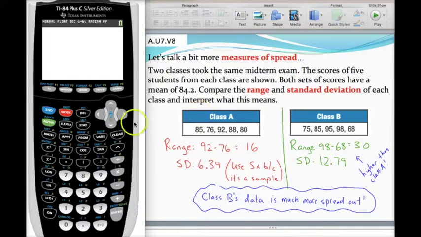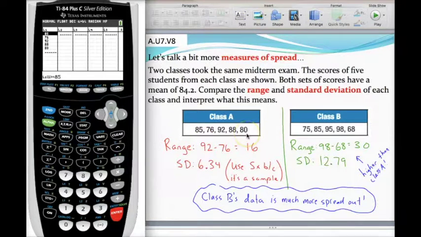So I've gone ahead and already typed in data for Class A right here under Stat Edit. So there's Class A data typed in. If you want to follow along with me, that's fine. Otherwise, what I'd recommend you do is start typing in Class B's data so we can compare our results.